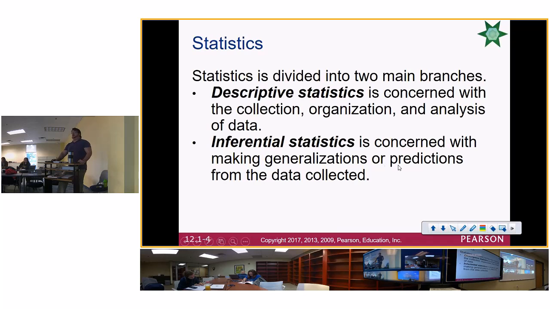Okay. So everybody write that down. There's 2 types. That is a test question. Make sure you know the difference between the 2.